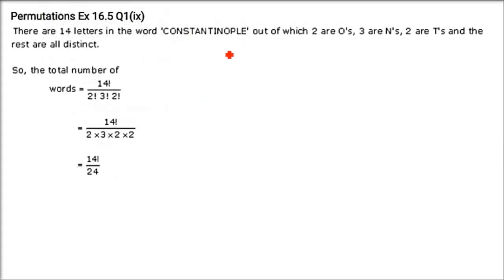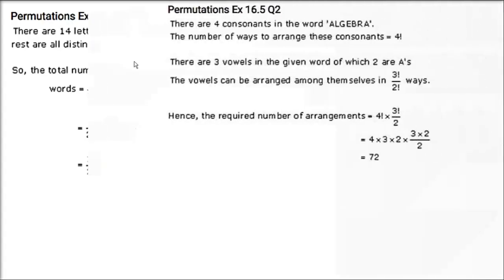Constantinople. 14 letters are there. 2 times O, factorial 2, 3 times N, factorial 3, and 2 times t, factorial 2. So factorial 14 divided by these.